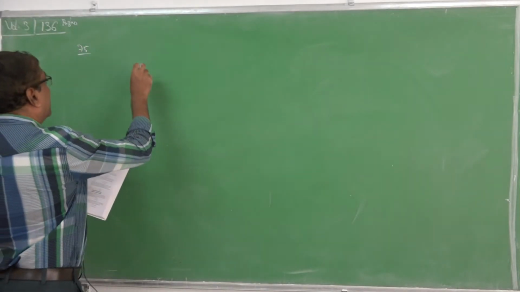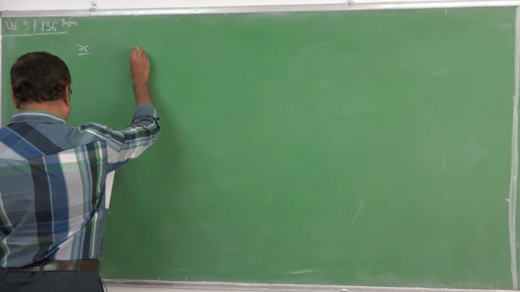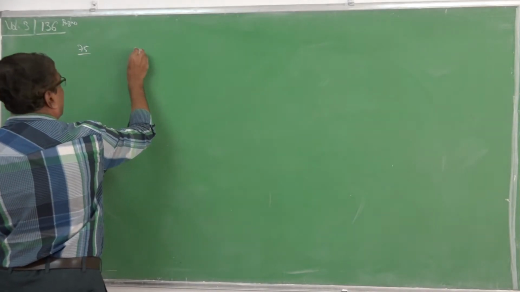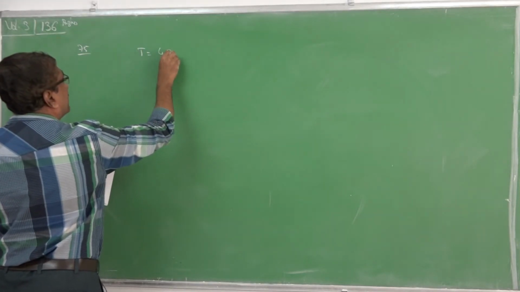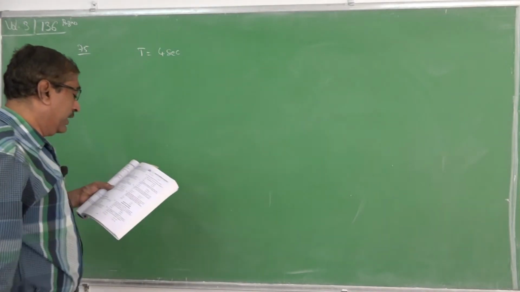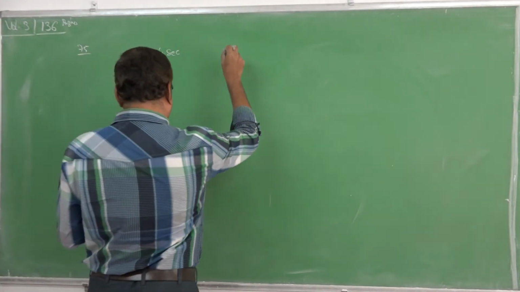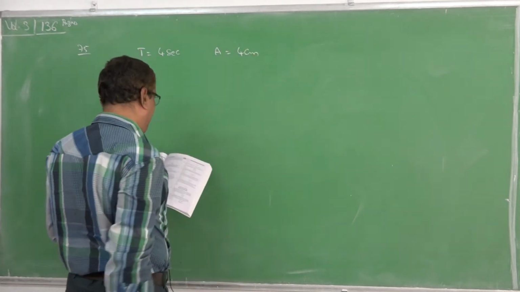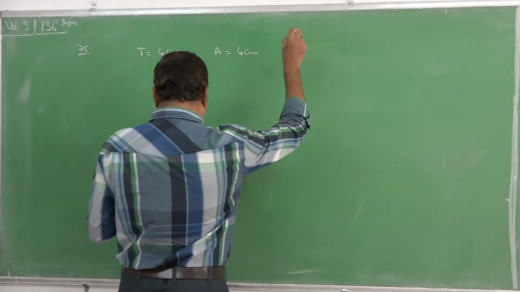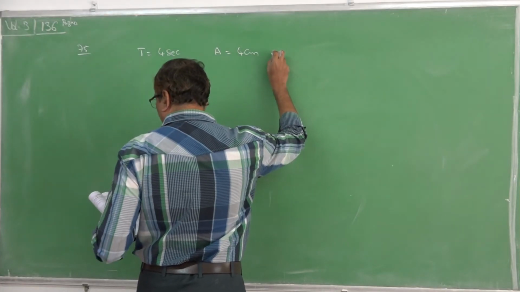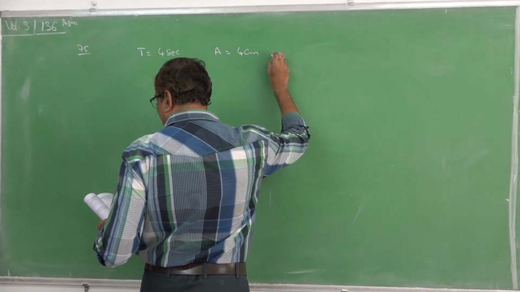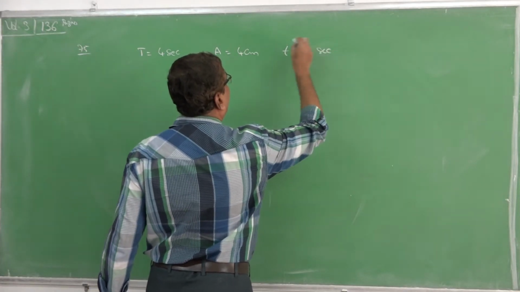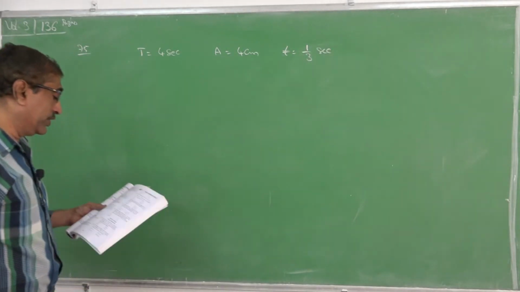In this question, it is given that the period of oscillation of a particle in SHM is 4 seconds, so capital T is 4 seconds. And the amplitude of vibration is 4 centimeters, so capital A is given as 4 centimeter. And the distance of the particle after 1/3 second, if t is equal to 1/3 second, its distance from the mean position.